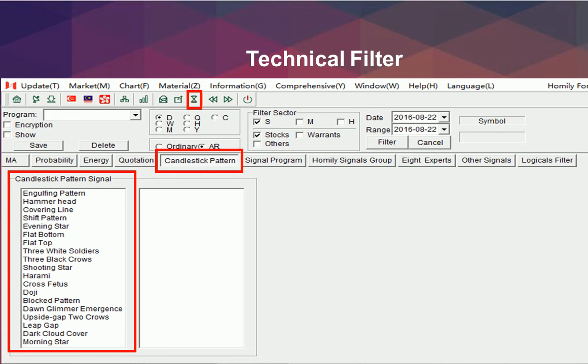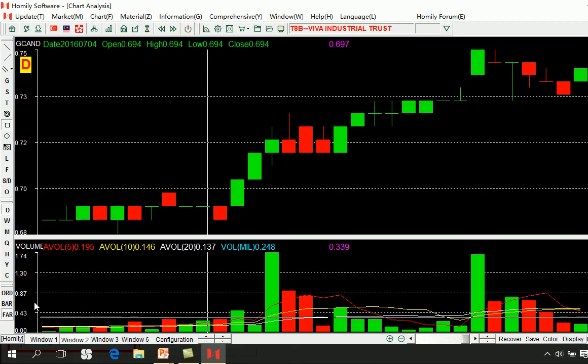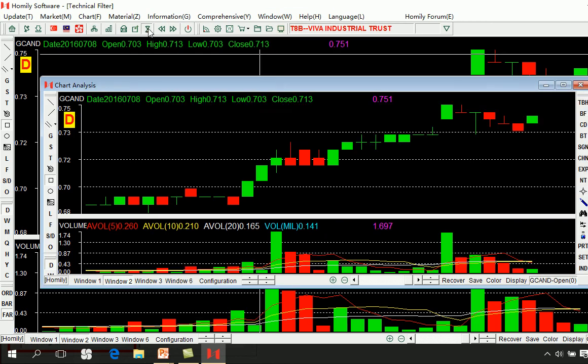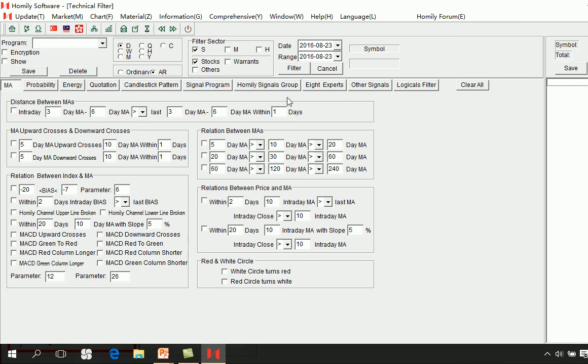So how to filter? If we want to filter the engulfing pattern or a flat bottom, we can find it. Okay, so how to use this one? Firstly, we should click this one. It's the technical filter. Then we should click the candlestick pattern here.